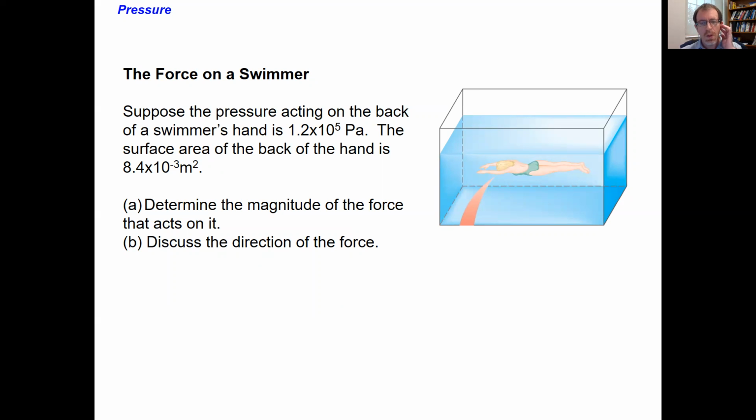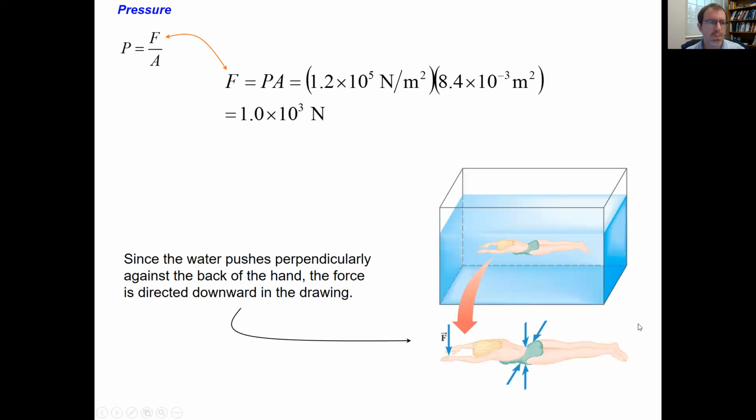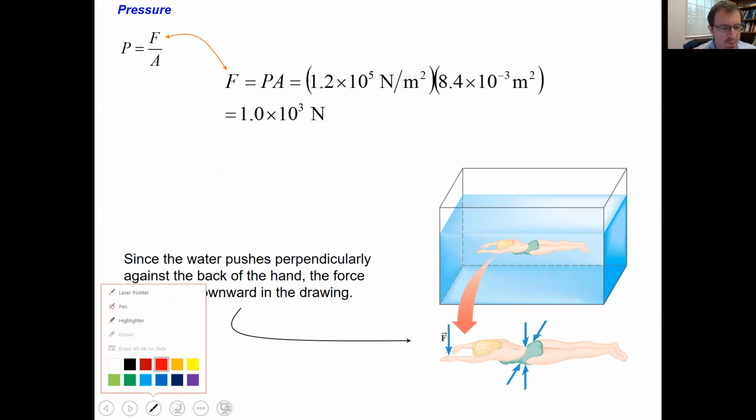Okay. So you might already guess that if her hand is like this and the water is pushing on it, then of course the force the water is exerting is downwards. So let's take a look at the numbers here. I can take my equation, P is equal to F over A, and rearrange it so that I've got force is equal to pressure times area. Then when I plug in the numbers, I get 1.0 times 10 to the 3rd newtons. Okay, well, that's great.